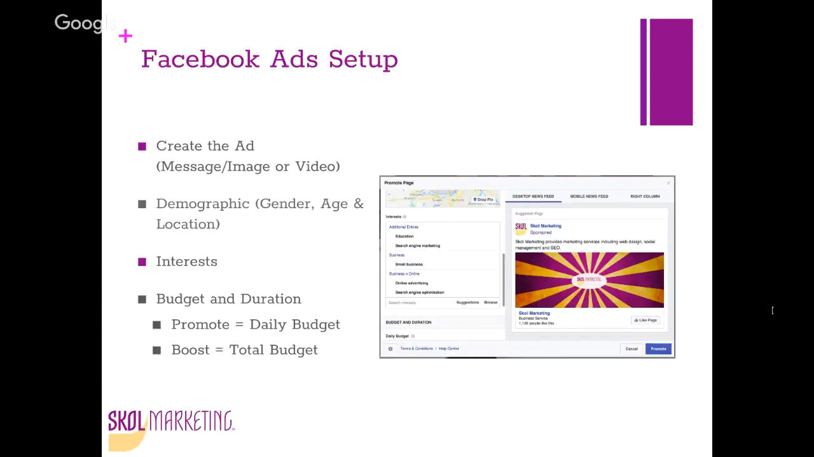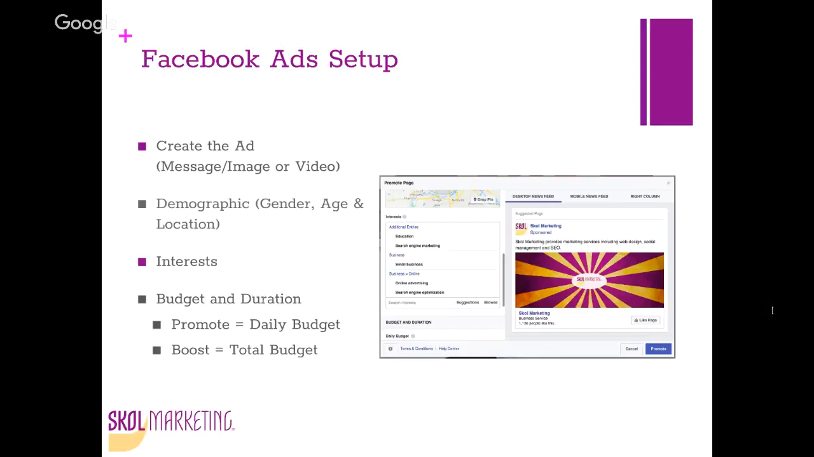Okay, now that we know about the different types of Facebook advertising and some of the things that we've gone over, now we're actually going to get to the fun part of actually creating these ads and setting them up. Now, there's a few things to remember, and we're going to use a live presentation that I'm going to show you on how to do these.